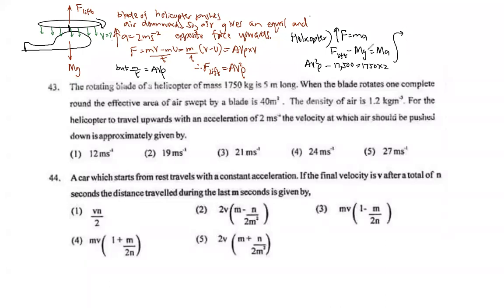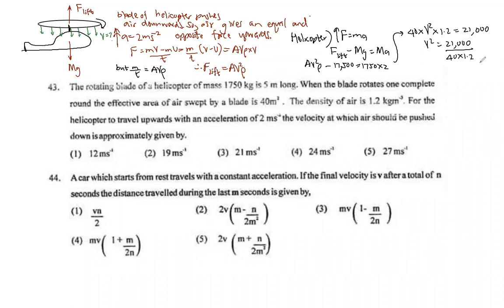If I continue it here, effective area is given, no? When the blade rotates one complete round, the effective area of air swept by the blade is 40 meters squared. So 40 into v squared, we have to find out. Density is 1.2. This goes to the other side, that is 1,750 into 2 is 3,500, so 21,000. So people, I'm getting v squared equal to 21,000 divided by 40 into 1.2.